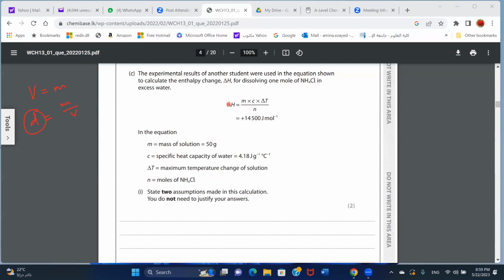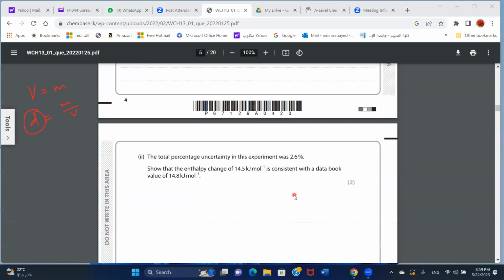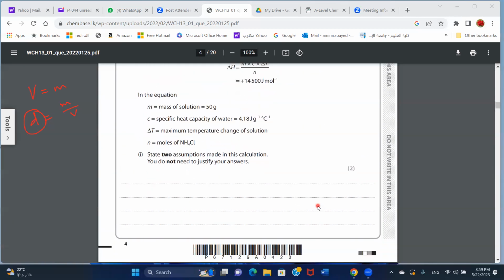And the third thing, of course, they only want 2 assumptions, but the third assumption is that we did not consider the mass of the ammonium chloride in our calculations. We didn't take it into our consideration. Yes, excellent. Yes, Yamal. Can we also say that the specific heat capacity of the beaker has no effect? This is another assumption. The specific heat capacity of what? The container or the beaker has no effect.